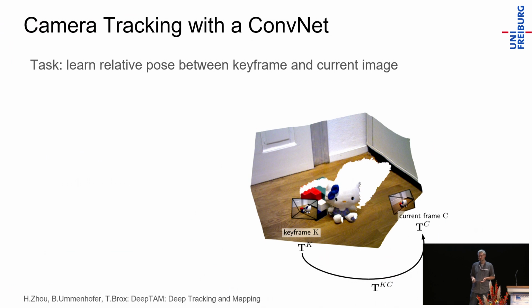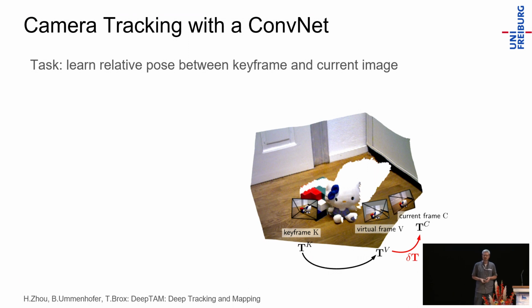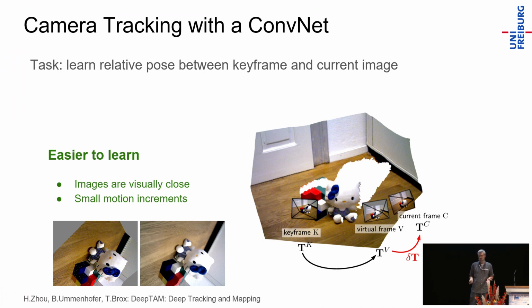To solve this problem now, we generate a virtual keyframe. We take the depth map and the color image and render a new virtual frame that should be close to the current camera frame. We adopted this from classical methods, and there are many that use this, for instance, DeepTAM. So now the problem is much easier to learn. As you can see, the virtual frame and the current camera frame are visually quite close, and the space of the poses is much smaller, because we only have to predict this small pose increment, which you see here as a red arrow.